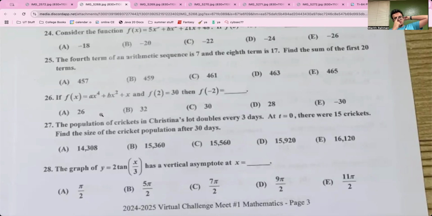The general idea for even functions is, if a polynomial has only even exponents, it's even, and if it has only odd exponents, it's odd. If a function is even, it means it's reflective across the y-axis, which means that f of x equals f of negative x. So if we just had ax to the fourth plus bx squared, and f of 2 was 30, then f of negative 2 is also 30. But we have to consider this x term.